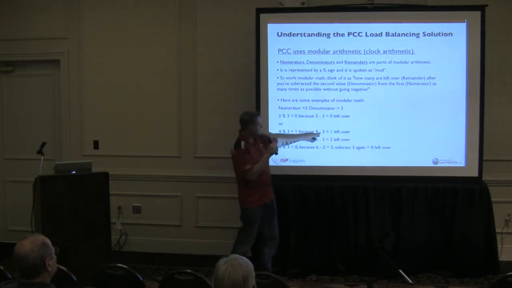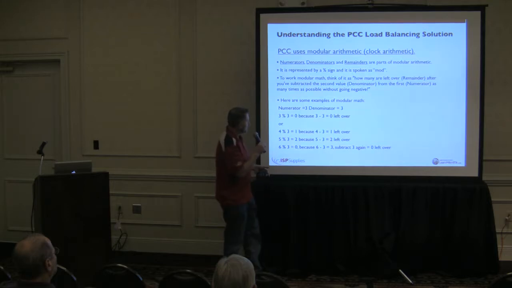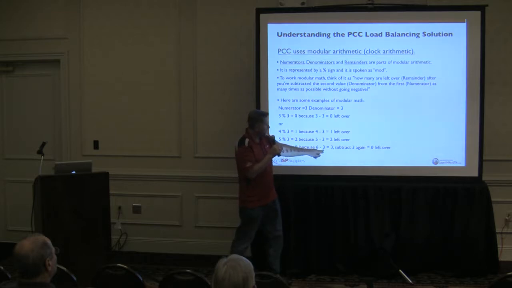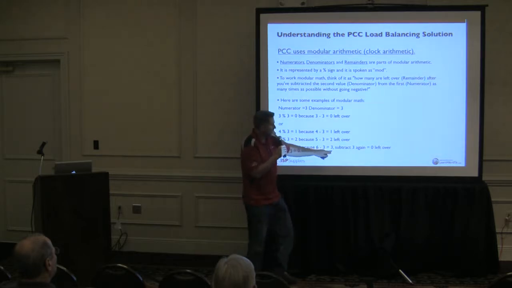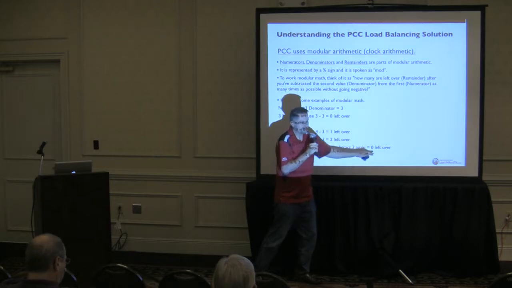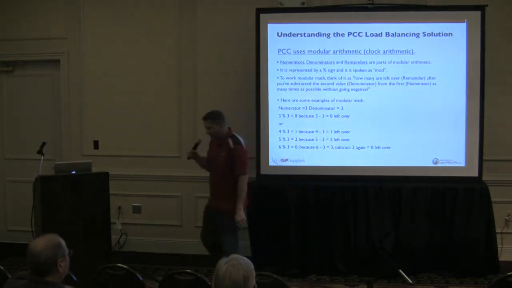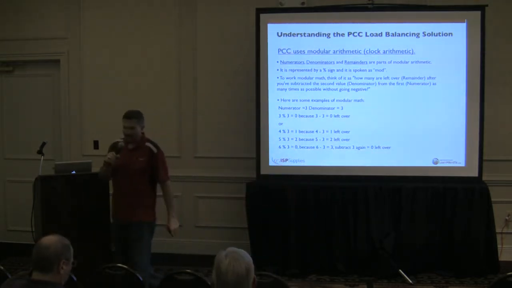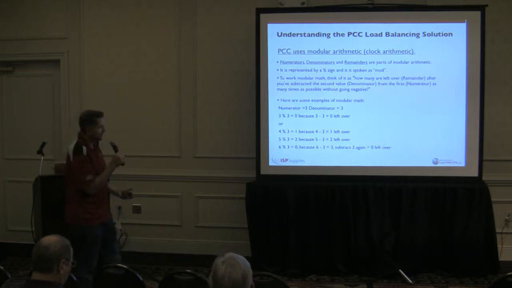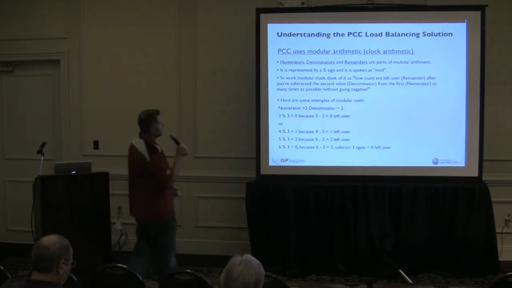If you subtracted 3 a second time, you would go negative, and that's not allowed. And then the last one here, 6 mod 3 is equal to 0, because you take 6, you subtract 3, you get 3, you subtract 3 one more time, you get 0. So that's modular math. That's what PCC is using in the background to figure out which stream is going to be which.